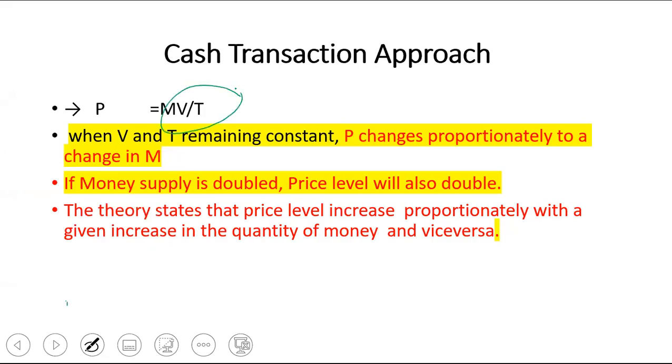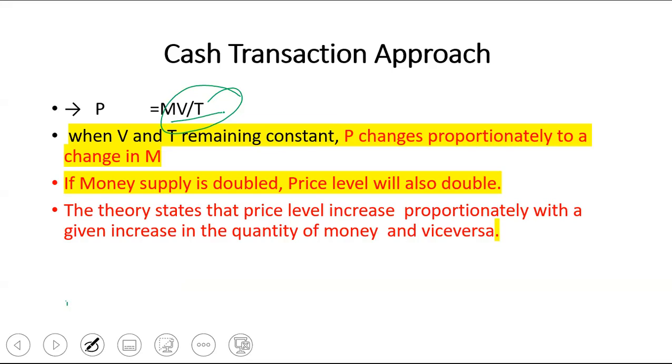P is equal to MV upon T. ये आपने देखा. When V and T remain the same, P changes proportionately for a change in M. So what all variables are remaining constant? V and T. Then what is changing? When P is changing, M is also changing.